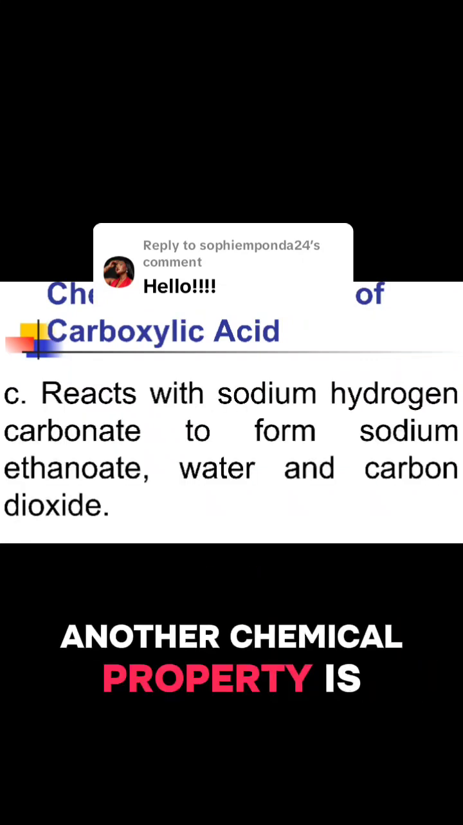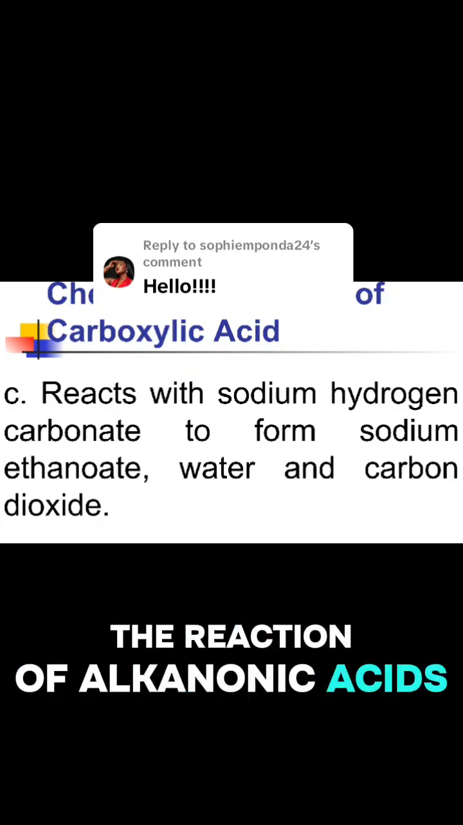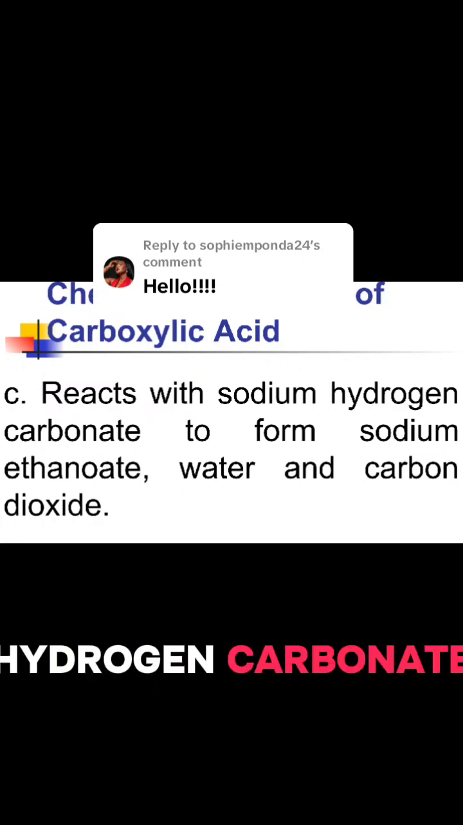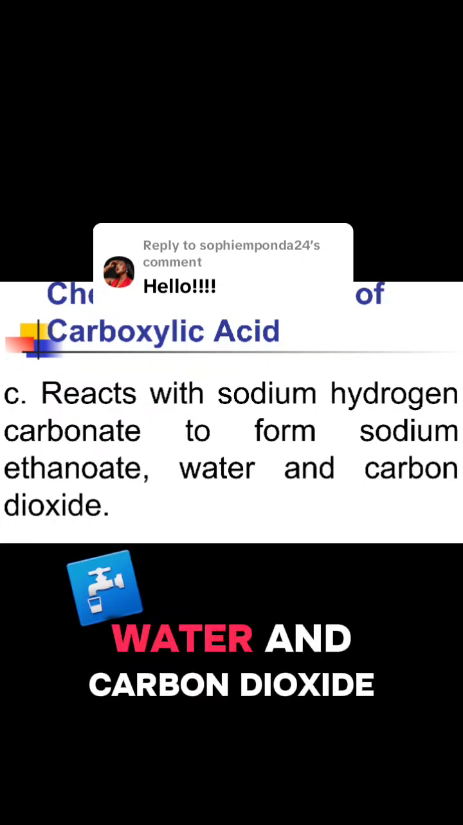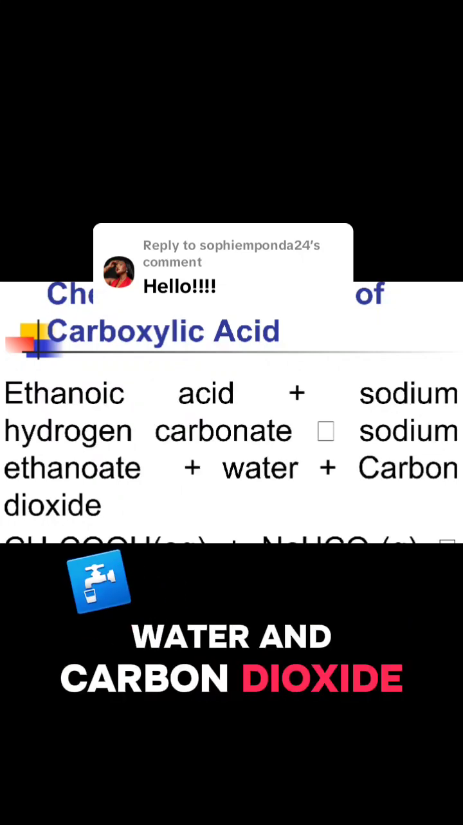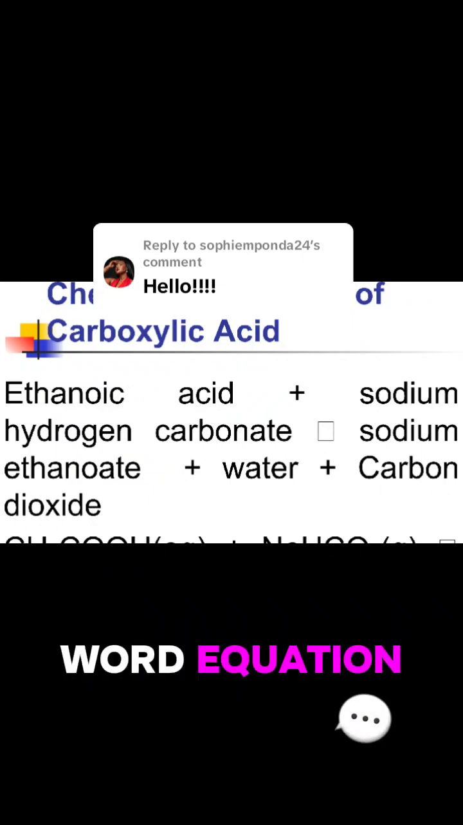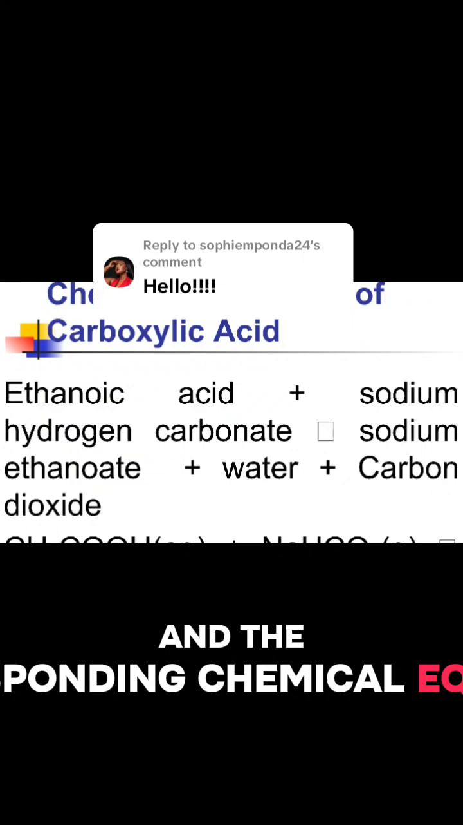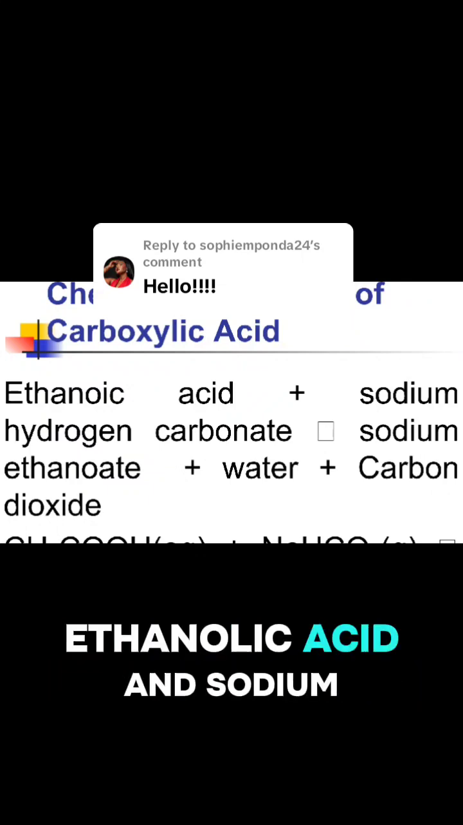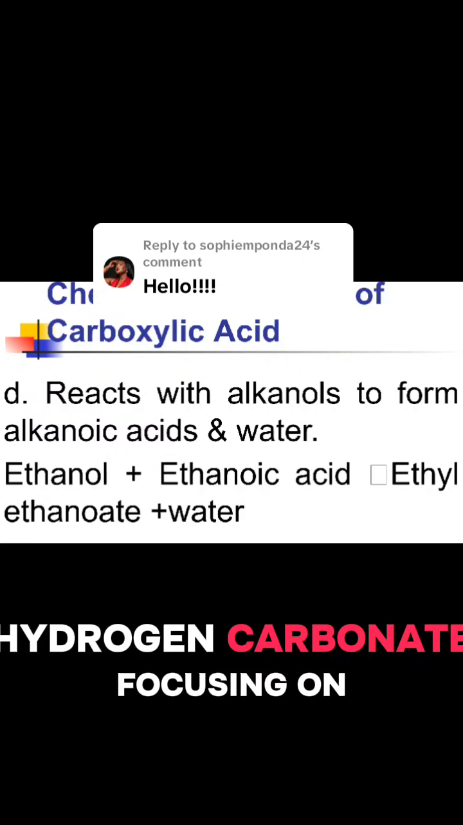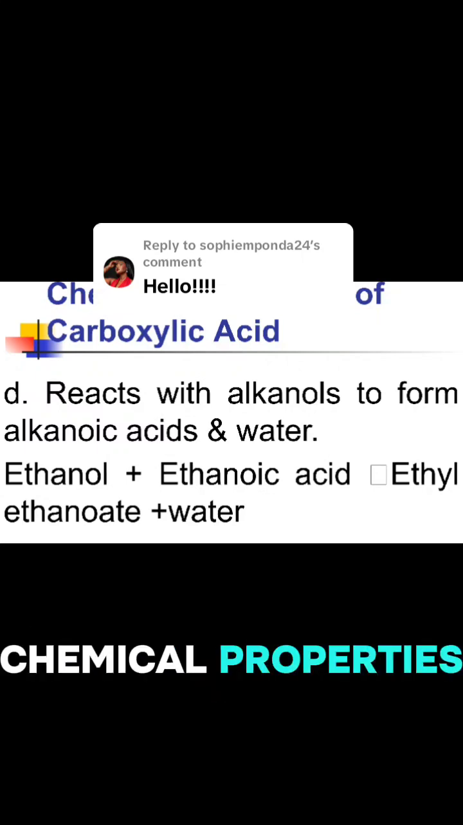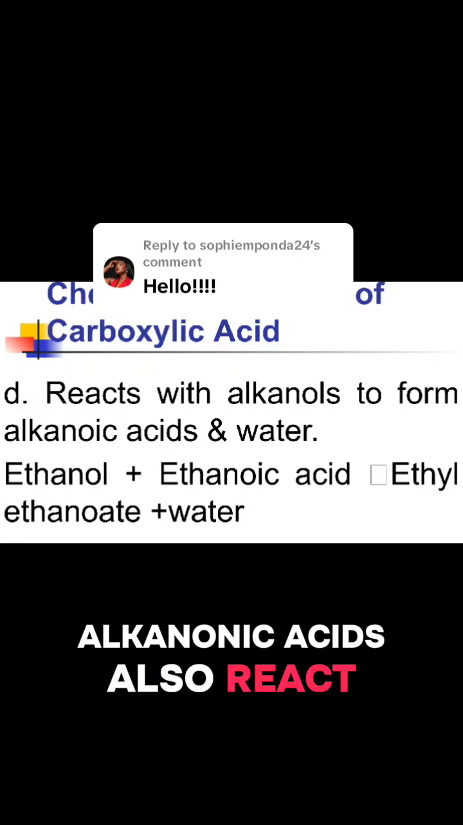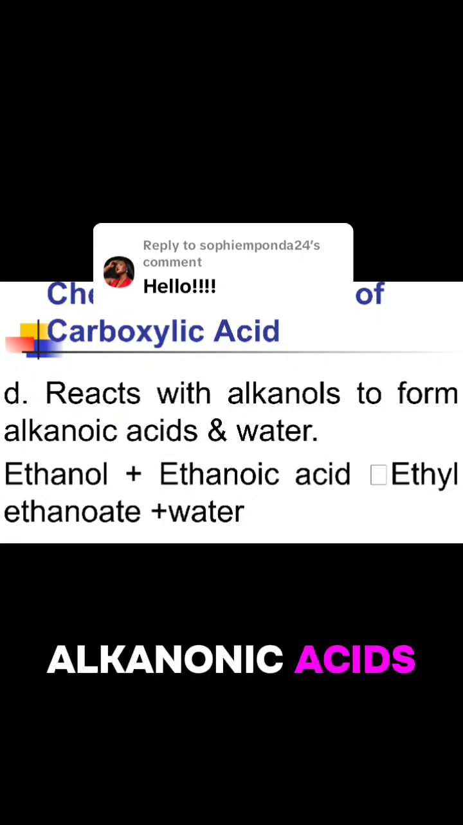Another chemical property is the reaction of alkanoic acids with sodium hydrogen carbonate, yielding sodium ethanoate, water, and carbon dioxide. This slide provides the full word equation and the corresponding chemical equation for the reaction between ethanoic acid and sodium hydrogen carbonate.